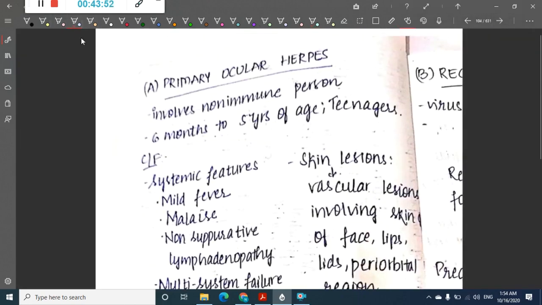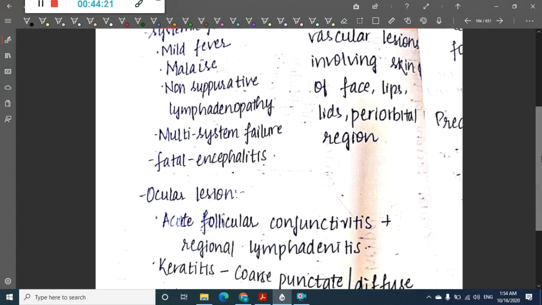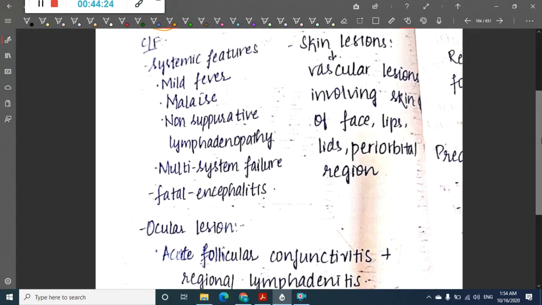So first we have primary ocular herpes. In primary ocular herpes, it mainly occurs in non-immune persons, and it is common between the age group of 6 months to 5 years of age, and it is common in teenagers. So it has systemic features like mild fever, malaise, lymphadenopathy can be there, multi-system failure, and rarely it can cause encephalitis. It has skin lesions, which are vesicular lesions involving the skin of face, lips, lids, periorbital region. All those signs which are normal for herpes simplex infection are seen.